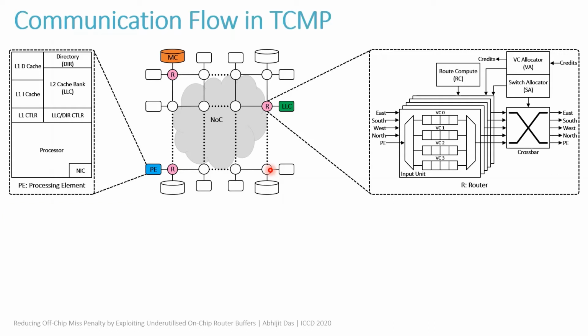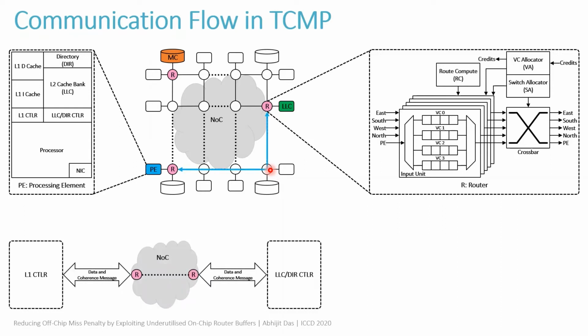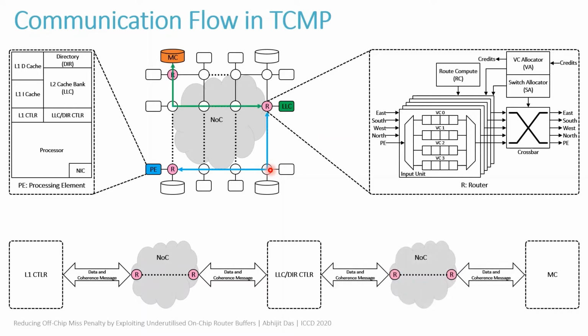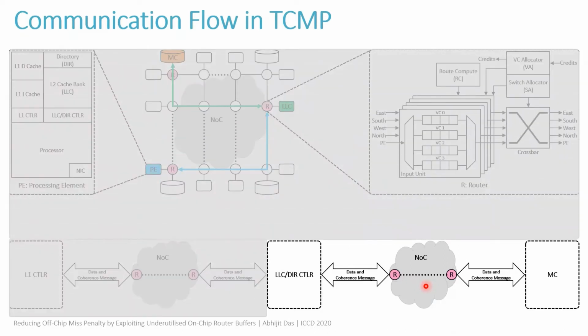Let us try to understand the communication flow in a TCMP. For all the data and coherence related message exchange, an L1 cache controller communicates with the corresponding LLC or directory controller, which in turn communicates with the corresponding memory controller. Both of these communications are done through the underlying NoC. Our work is focused on the communication between an LLC directory controller and memory controller, and hence our discussion is limited to that.